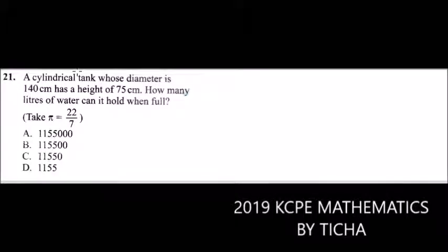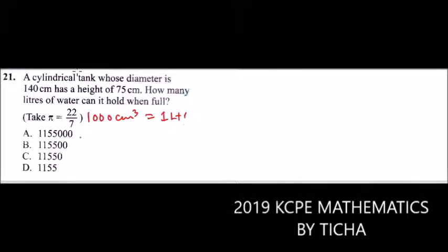Question number 21. A cylindrical tank whose diameter is 140 centimeter has a height of 75 centimeter. How many liters of water can it hold when full? Take pi to be 22 over 7. So the examiner here is testing whether you know how to find the volume of a cylinder, and at the same time whether you know how to convert centimeter cube to liters. So 1000 centimeter cube is equivalent to 1 liter.